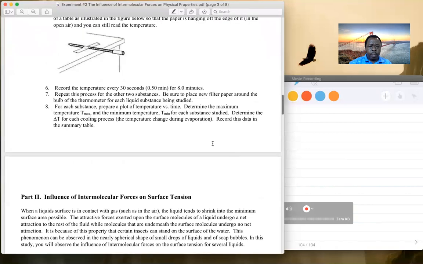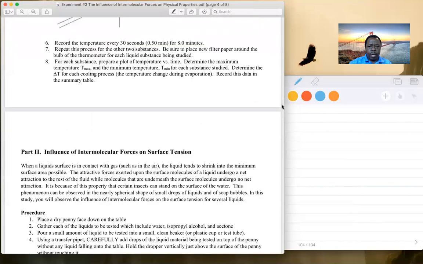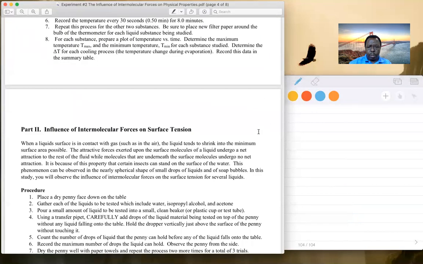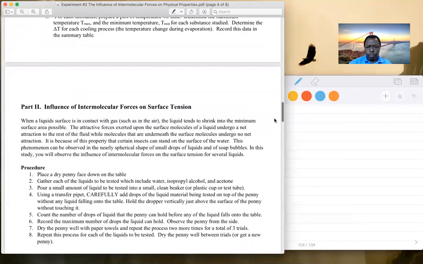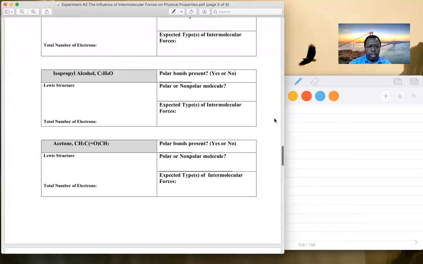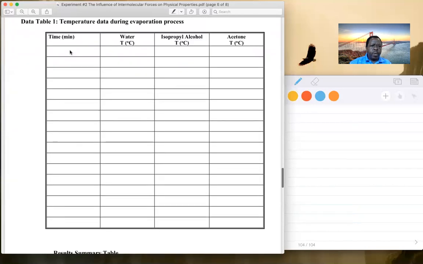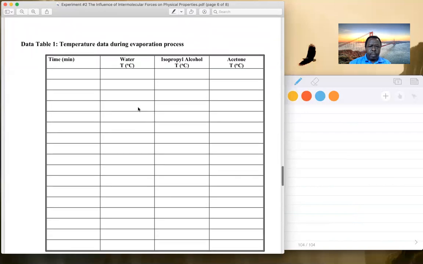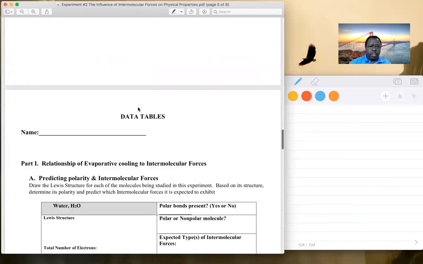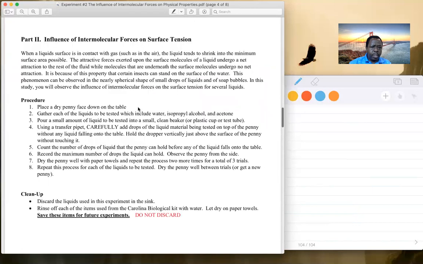Once you record the temperature here, let me show you. Fast forward to the data sheet. Right here, this is where you will record the minutes after every 30 seconds, I believe. After every 30 seconds, right here, step number 8.